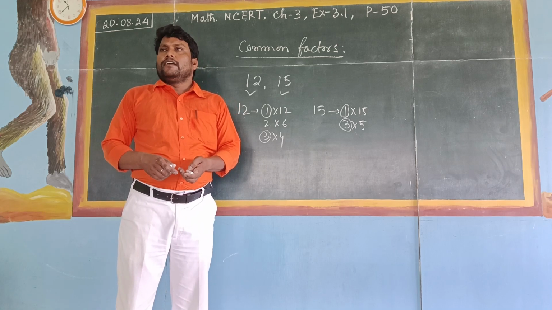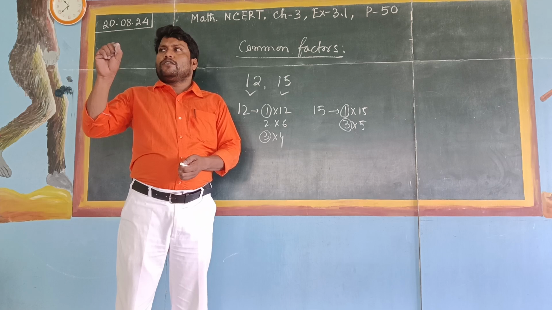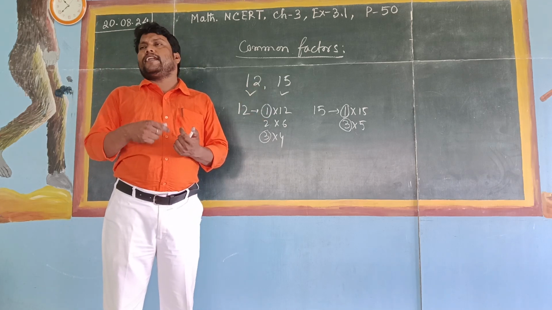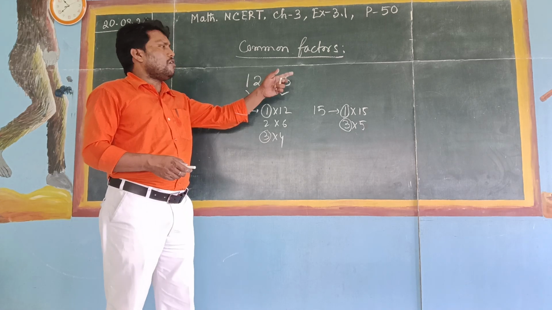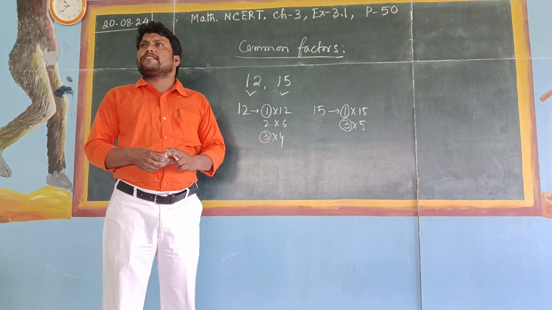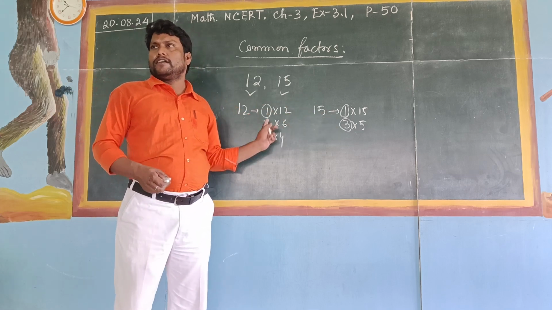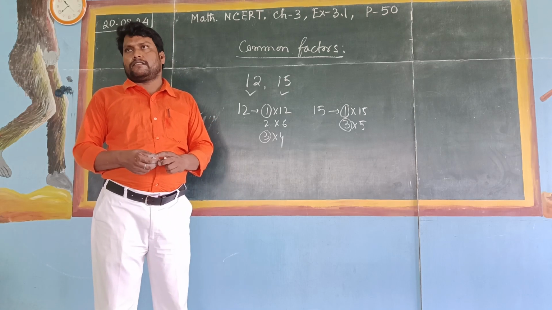So if you solve the factors of a particular number, then automatically you will easily solve the common factors. Common means that which is present in both. The factors present in both are called common factors.